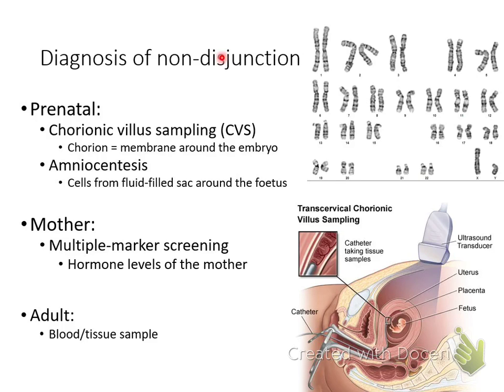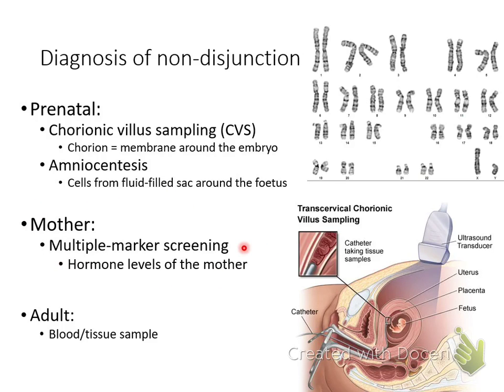How we diagnose this non-disjunction, this is what you covered in that activity. Before you're born, we can look at the chorion, one of the membranes around the developing embryo. We can sample some cells from that, or we can look at the amniotic fluid. Within this sac, within this membrane, there's a whole bunch of fluid, and that fluid will contain some cells from the fetus. We can also look at the mother.